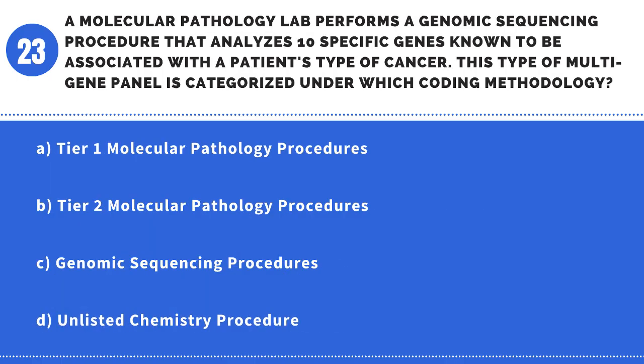Question 23. A molecular pathology lab performs a genomic sequencing procedure that analyzes 10 specific genes known to be associated with a patient's type of cancer. This type of multi-gene panel is categorized under which coding methodology? A. Tier 1 molecular pathology procedures. B. Tier 2 molecular pathology procedures. C. Genomic sequencing procedures. D. Unlisted chemistry procedure.